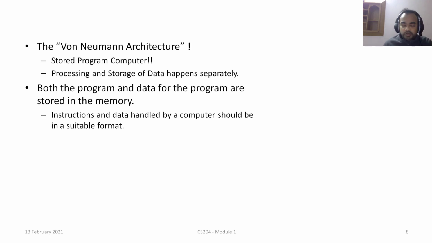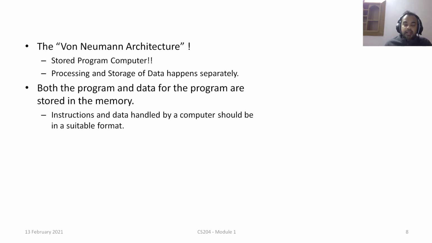Because the memory will be storing both instructions and data, there needs to be a way to differentiate what instructions are and what data is. Accordingly, we need to have some guidelines, and these guidelines will be provided by the instruction set architecture.